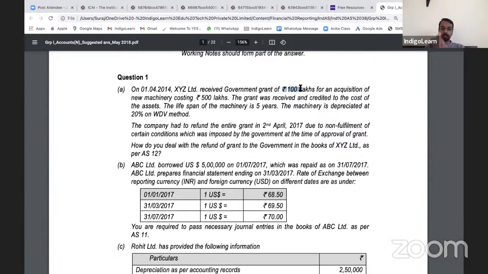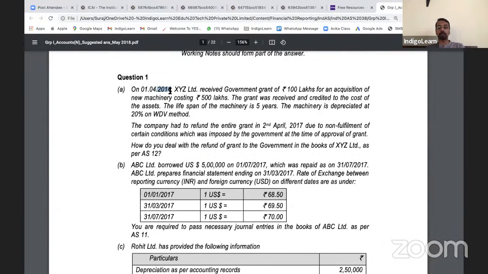If you have assumed that the question itself says it is received and credited to the cost of asset. So 400 lakh is the cost of asset. 20% depreciation for first year. So 400 multiplied by 20% makes it 80 lakhs for the first year. In the second year, it will be 64 lakhs. How 64? Because 80 into 80%, 64.